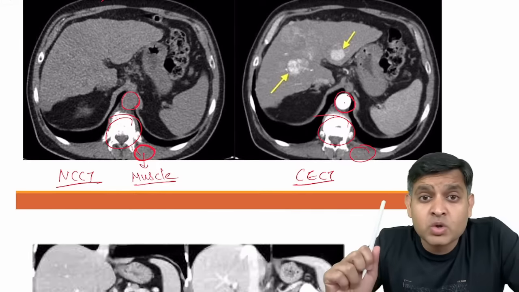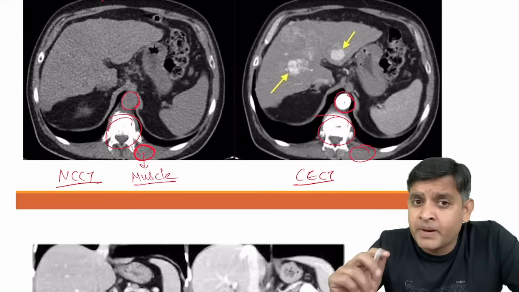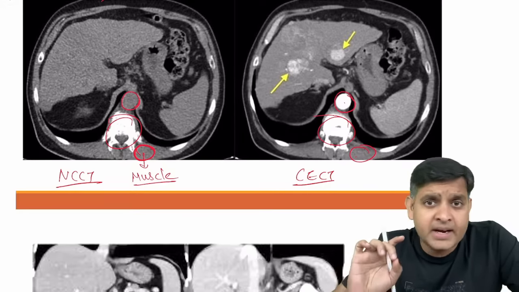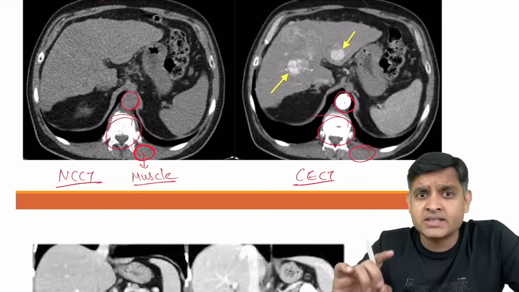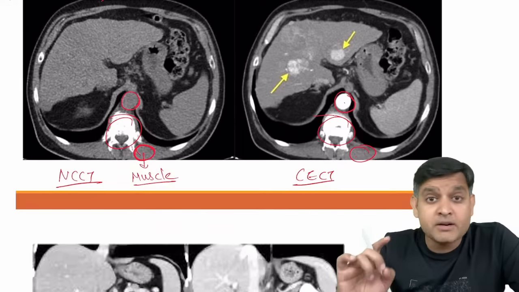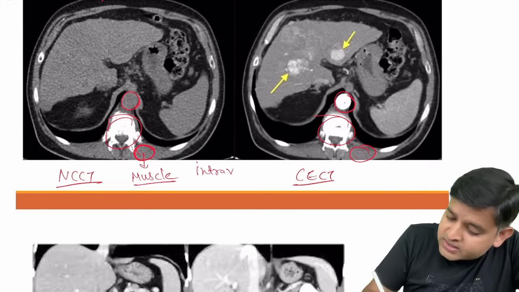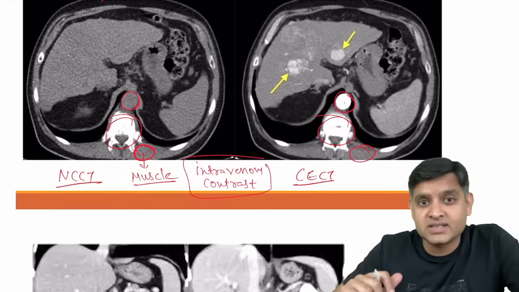What do you have to remember? Do not compare it with the bone. You are supposed to compare it with the muscle. If the muscle and vessel are exactly the same, it's a non-contrast CT. If the vessel is whiter than the muscle, then it's a contrast enhanced CT. But the catch here is, this is about intravenous contrast. This is about the intravenous dye, when the dye is given into the intravenous system.